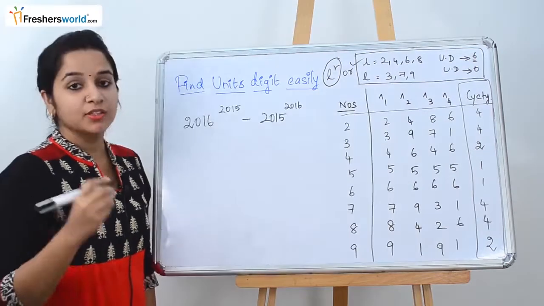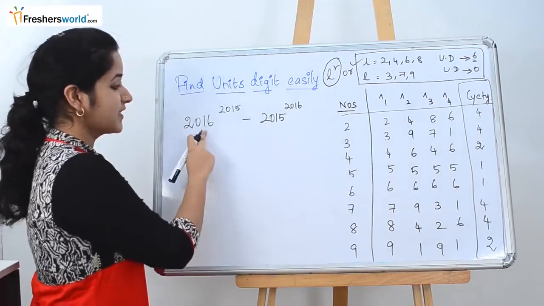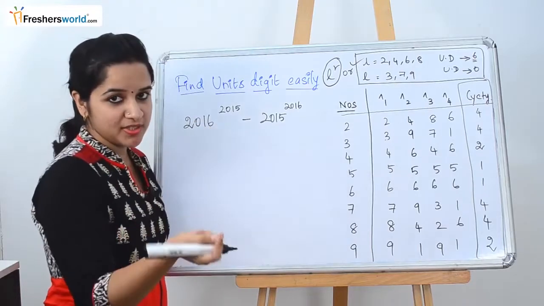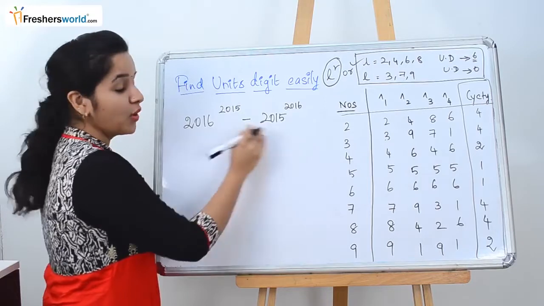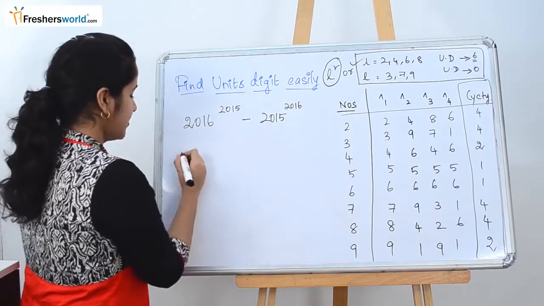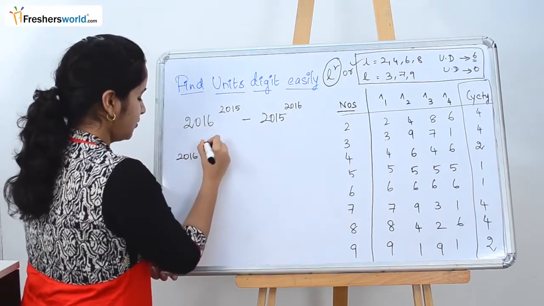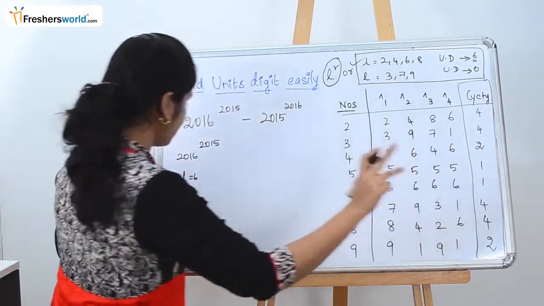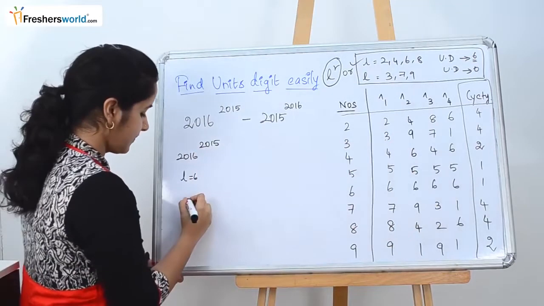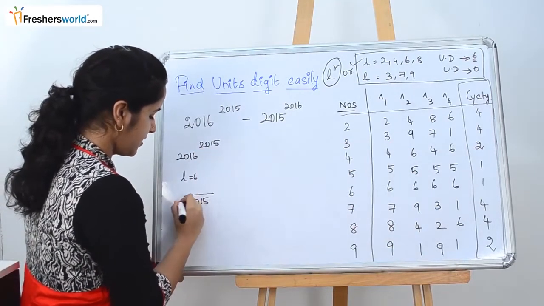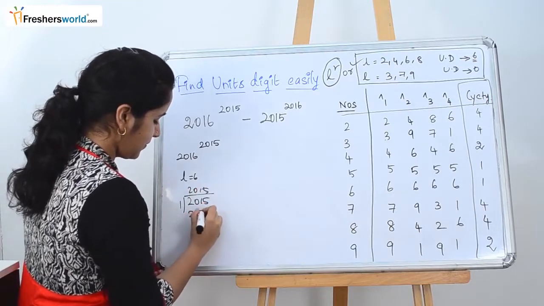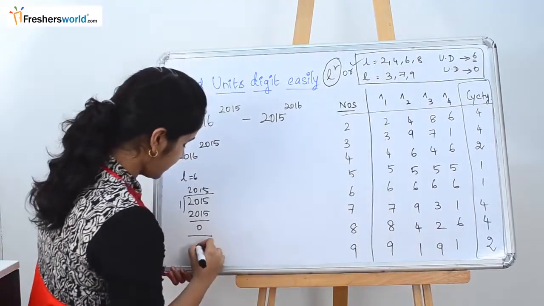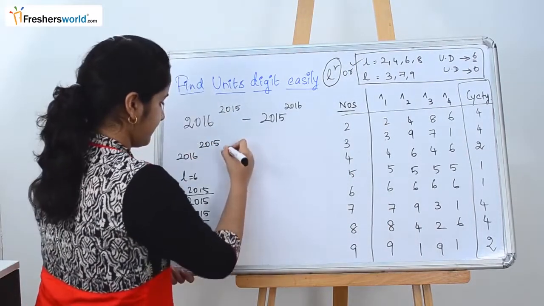Let's solve another problem. The question is 2016 to the power 2015 minus 2015 to the power 2016. We have to find the units digit of the whole sum. Let's get started. For 2016 to the power 2015, the last digit is 6. For 6, the cyclicity is 1. So we divide 2015 by 1, and the remainder is going to be 0. As L is equal to 6, the units digit is 6.